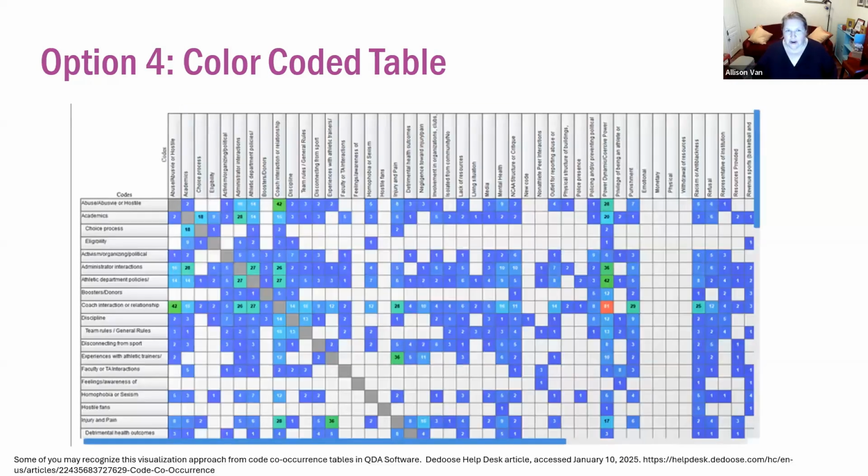There's another version here of a color-coded table that you may be familiar with if you've used a lot of QDA software. This is just a co-occurrence table from Dedoose. And right away, even without a legend, I see this little lone red cell and I go, oh, okay, that is the most common co-occurrence of codes. Good to know. I don't need to do any particular work other than spot that little red cell and go up to the column and over to the row. And that tells me what I need.